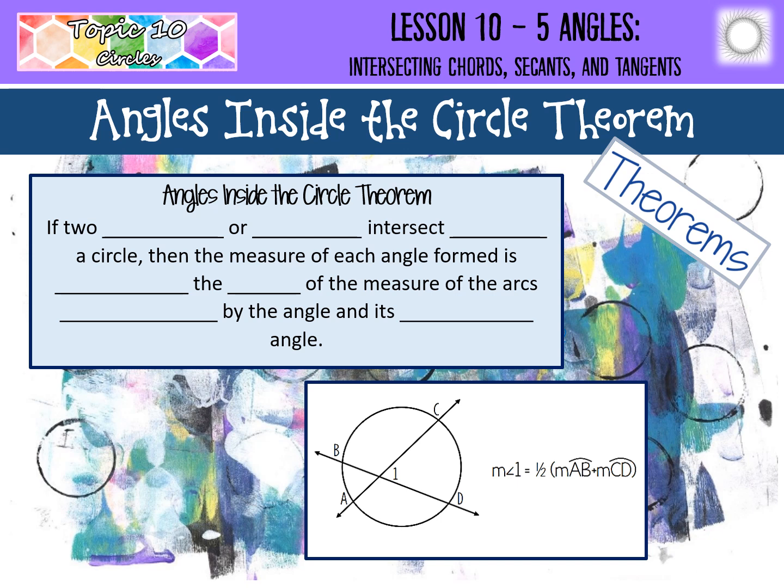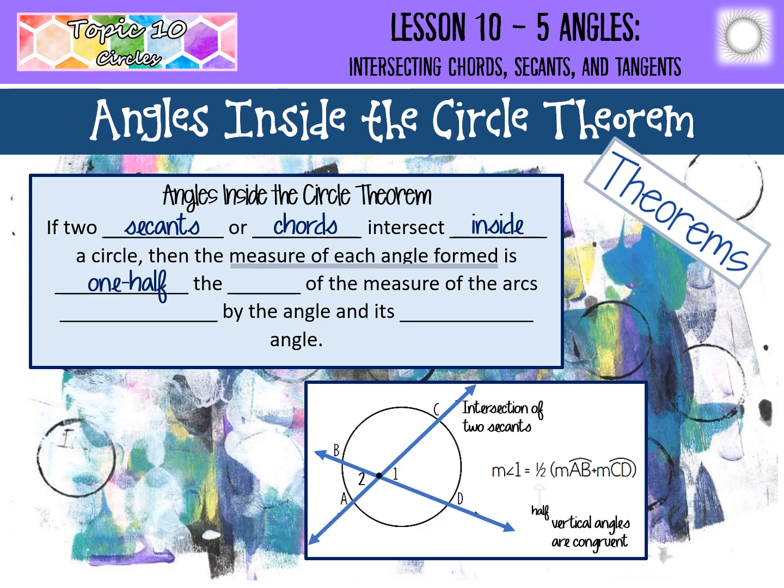Angles inside the circle theorem. If two secants or chords intersect inside a circle. So our diagram there is secants, but it could be chords. They just wouldn't go outside the circle. They would stop once they get to the circle. So if two secants or chords intersect inside a circle, then the measure of each angle formed is 1/2 the sum of the measures of the arcs intercepted by the angle and its vertical angle.